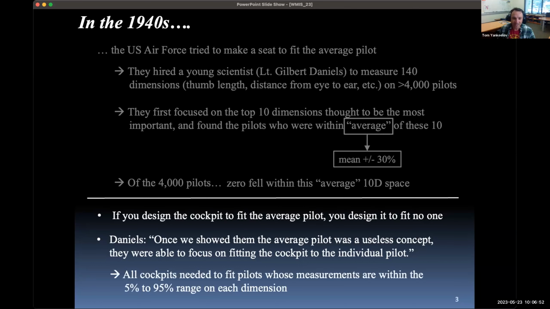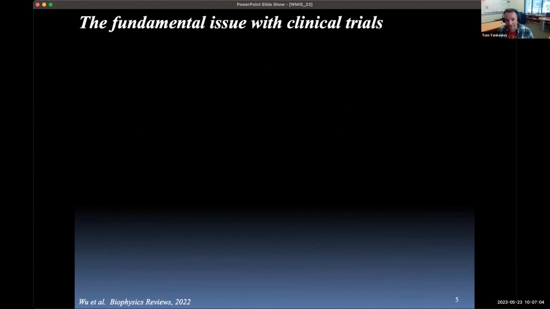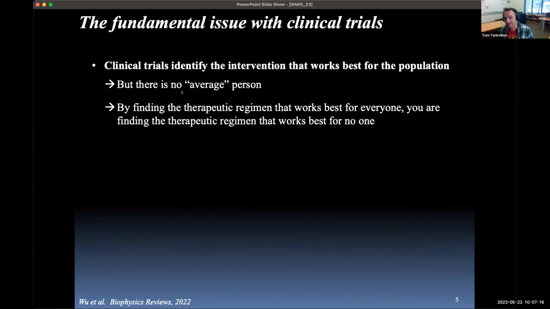So nowadays, all cockpits need to fit the pilots whose measurements are within the 5 to 95% range of whatever the important dimensions are determined to be. All right, so a similar problem exists, of course, for clinical trials. The fundamental issue of clinical trials, as I see it in my infinite wisdom, is that clinical trials identify the intervention that works for the population. Of course, there's no average person. So by finding the therapeutic regimen that works best for everyone, you are in fact finding the therapeutic regimen that's going to work the best for no one. This is being overly dramatic, but there's still a lot of truth here.